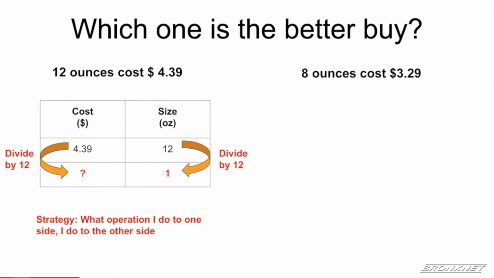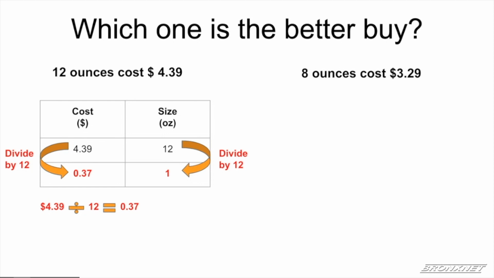And when I do that, I come up with a number that includes decimals. In this case, I have 0.365. Remember, money is only 2 place values to the right of the decimal. So I need to look one more place to the right and see if I need to round up or round down. In this case, because it's a 5, I know I need to round up. And so I now know that the 12-ounce bottle of syrup costs 37 cents per 1 ounce.